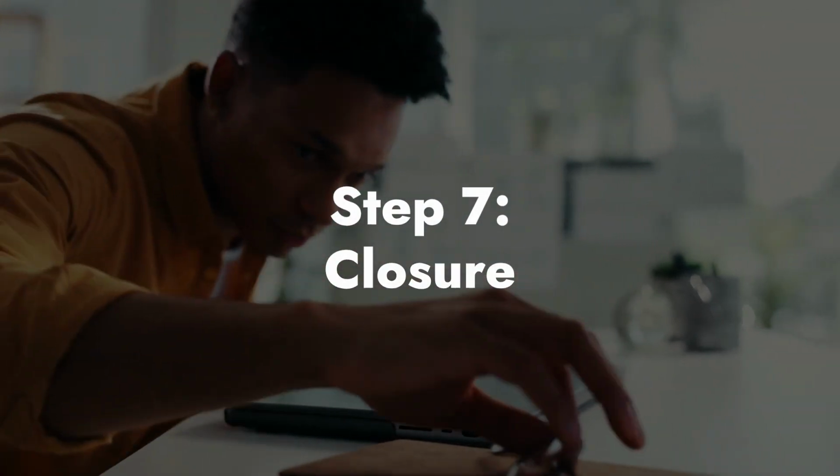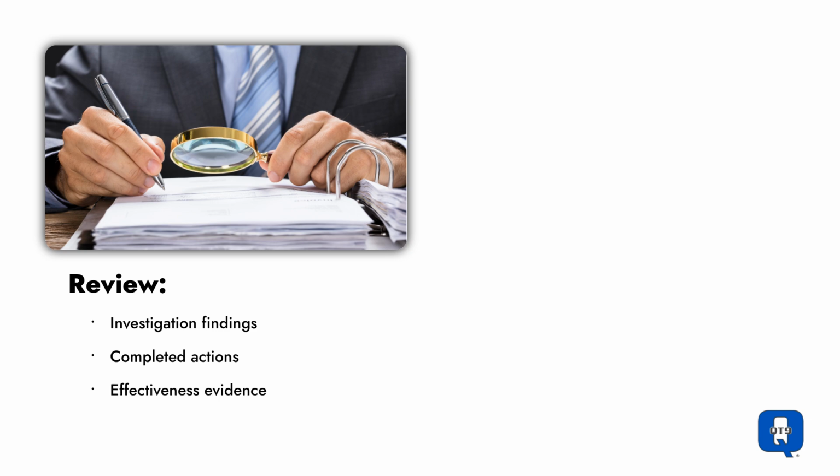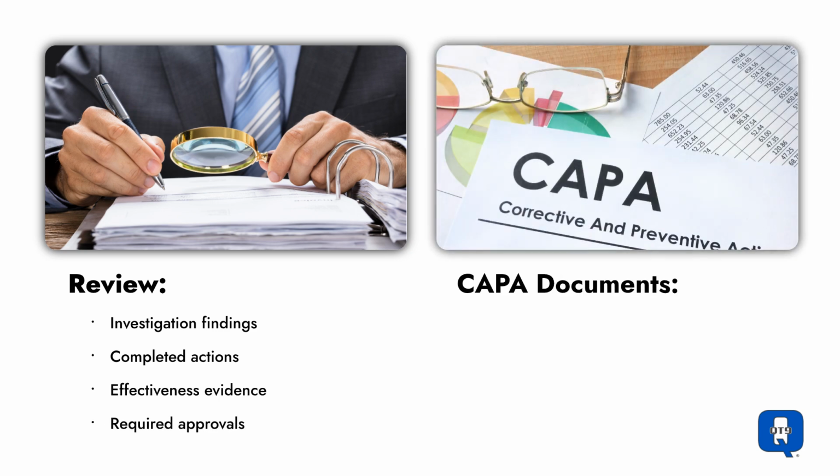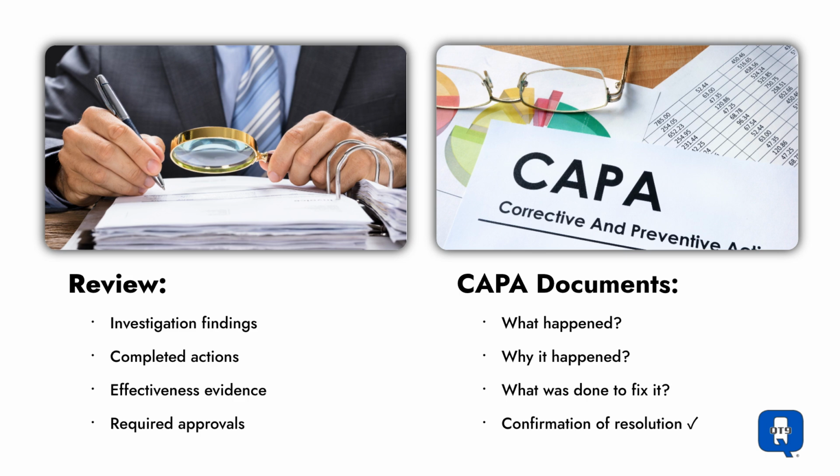Step 7 is closure. Once effectiveness has been verified, the CAPA can move to the final stage, closure. The organization reviews investigation findings, completed actions, effectiveness evidence, and required approvals. The CAPA record should clearly document what happened, why it happened, what was done to fix it, and how the organization confirmed the issue was resolved. This documentation becomes essential during audits, inspections, and future quality reviews.